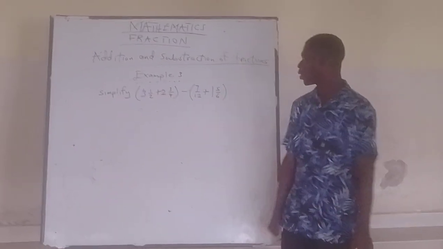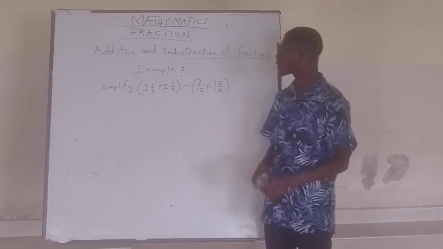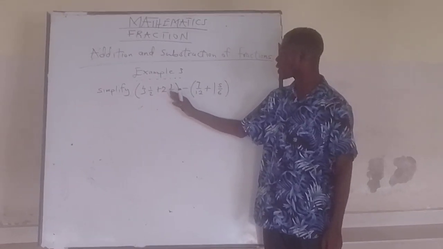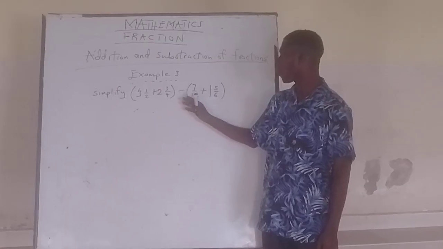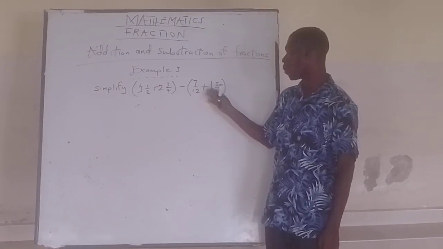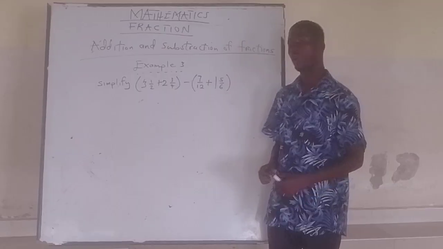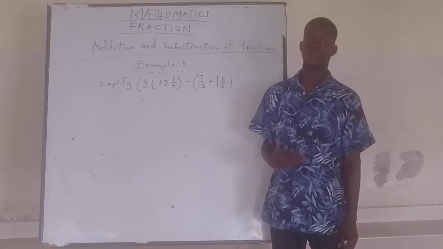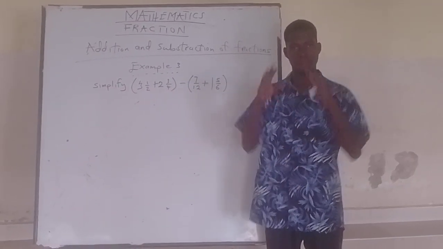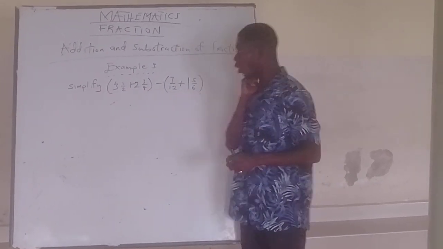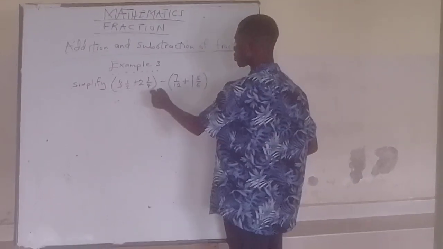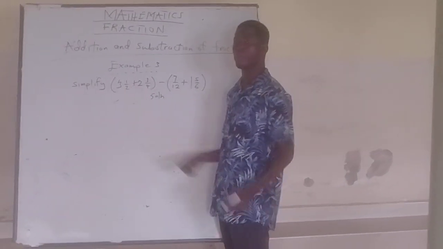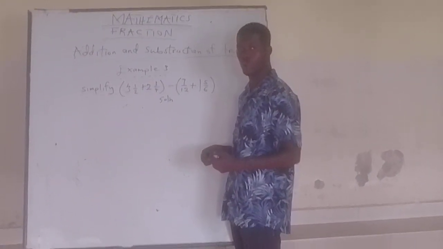Okay, so example number 3 says simplify: 3 and 1/2 plus 4 and 3/4 minus 7 over 12 plus 1 and 5/6. So it means the ones that are in mixed fractions, we're supposed to convert them to improper fractions, right? Okay. So the ones that are in mixed fraction, you convert them to improper fraction.